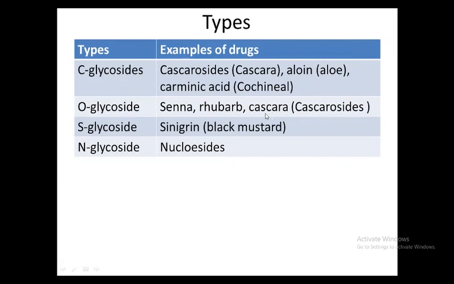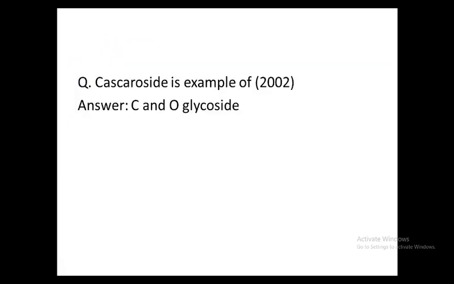If you see here, both C and O glycosides are found in the cascara plant, that is cascarosides. This question has appeared in GPAT 2002: the cascaroside is an example of? So cascaroside is an example of both C and O glycosides. Both types of glycosides are found in the cascara plant. So this is an important question which has appeared in GPAT 2002.